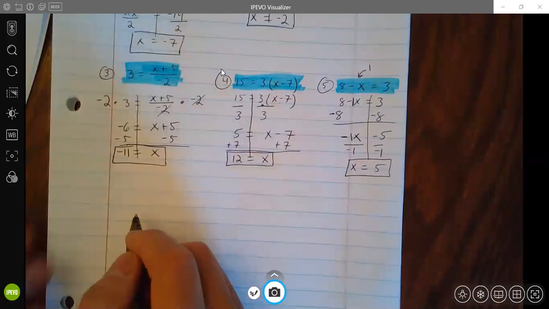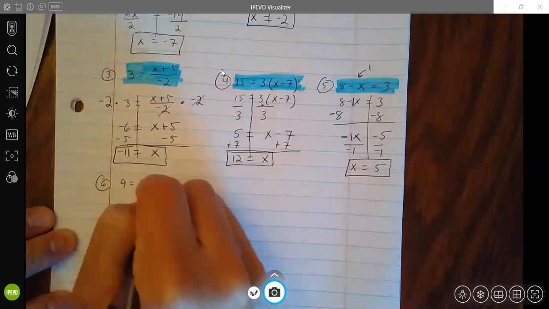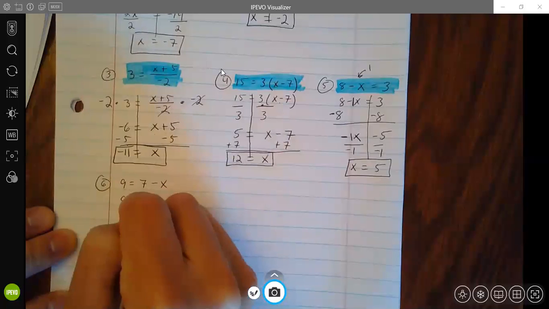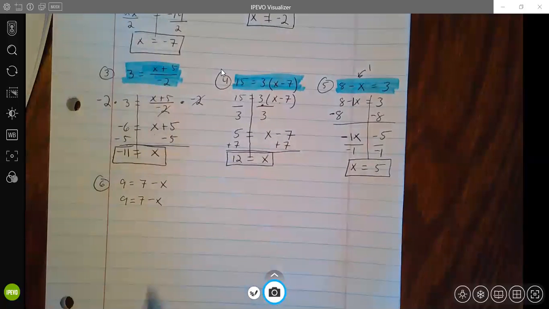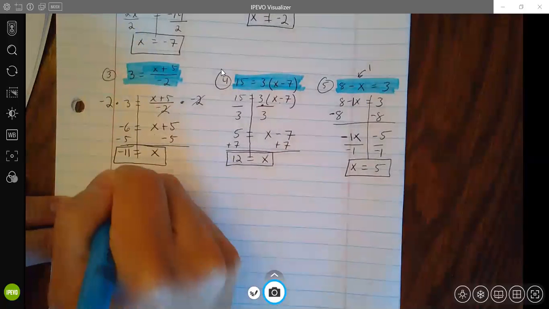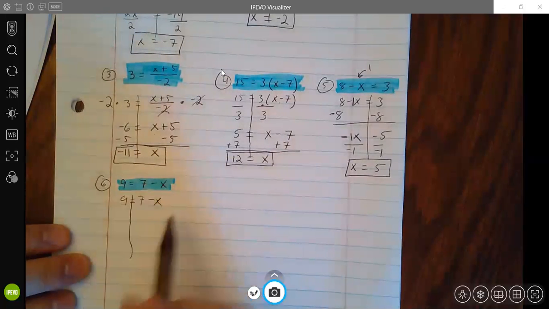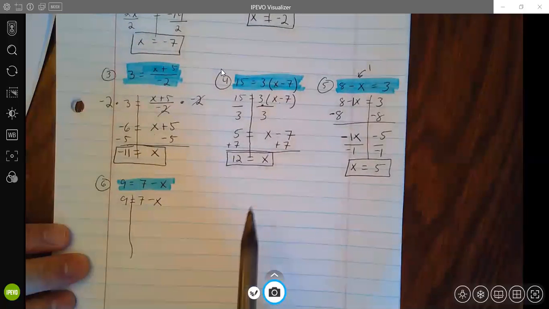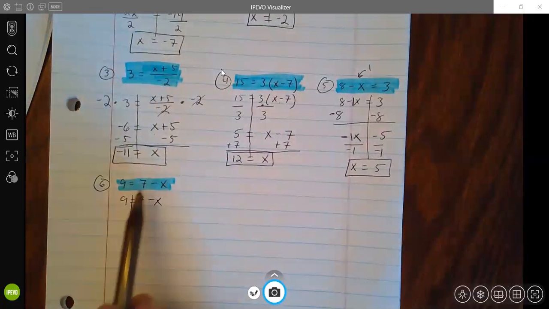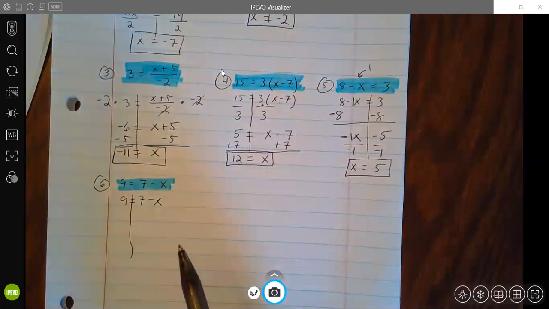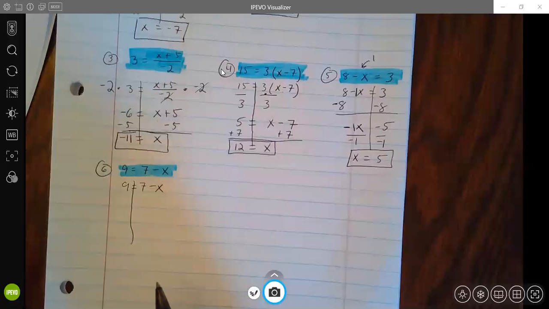Number 6. 9 equals 7 minus x. Okay, so one way to think about it is 7 minus what equals 9? Well, it has to be 2, right? 7 minus 2 equals 9. But let's go through the process on this in case you have negatives thrown in there that confuse things.